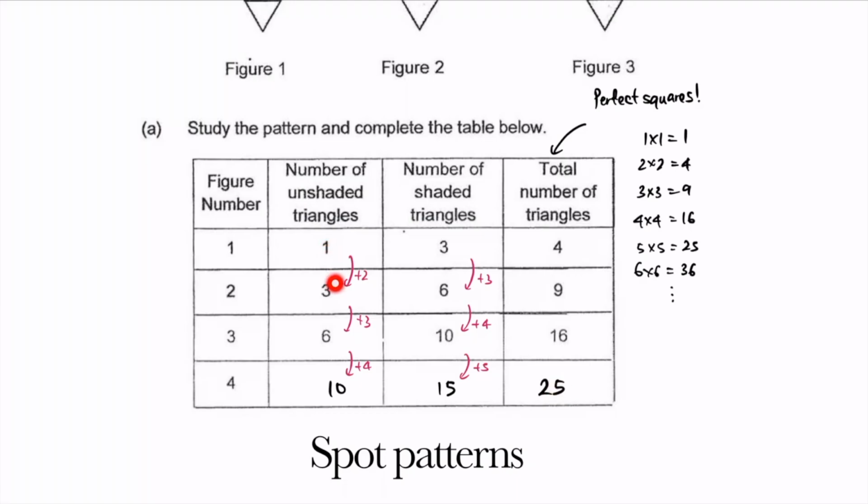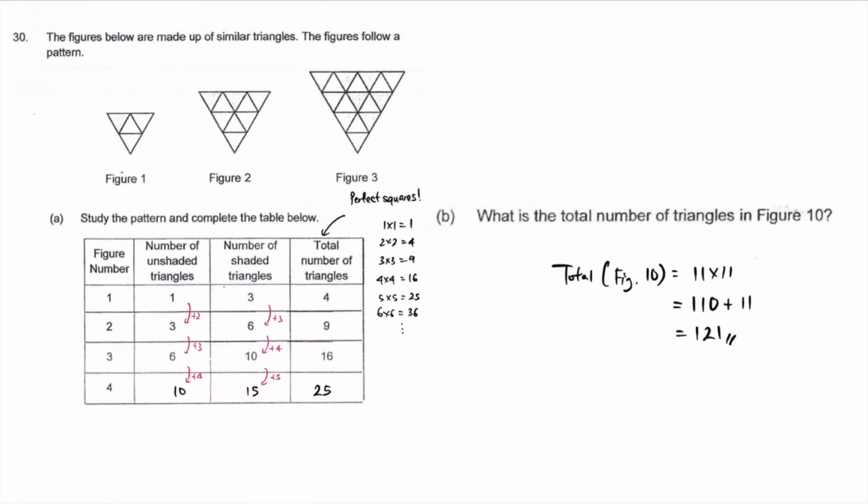Next, 1, 3, 6. So the difference here is 2, 3. Next number will therefore be 6 plus 4. From 3 to 6, that's 3. 6 to 10, that's plus 4. 10 to 15, that's plus 5. So tables filled. Next part.